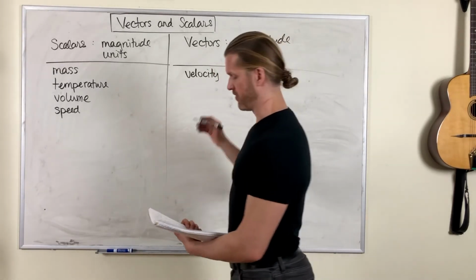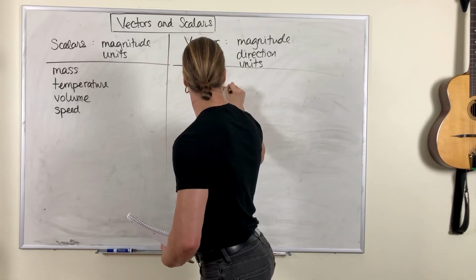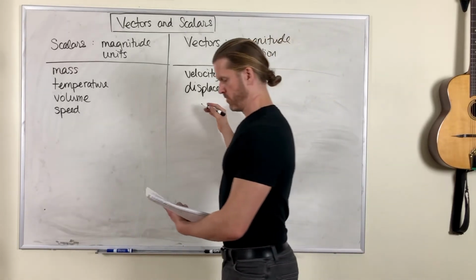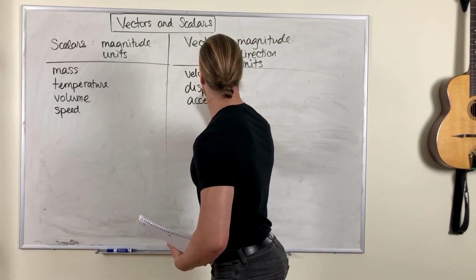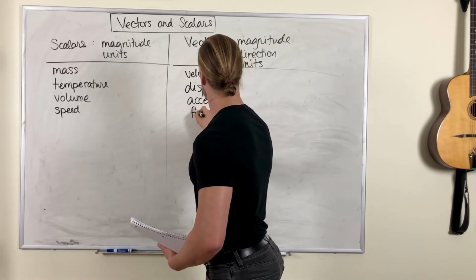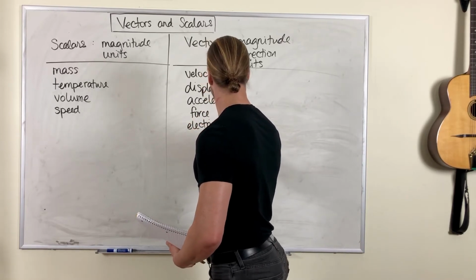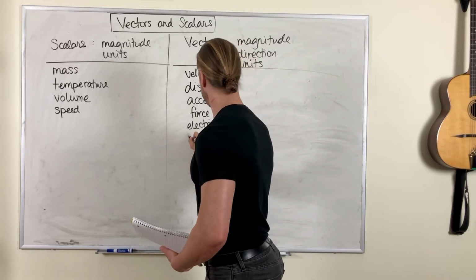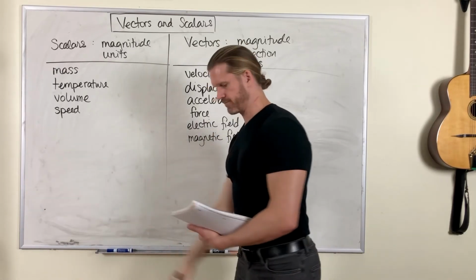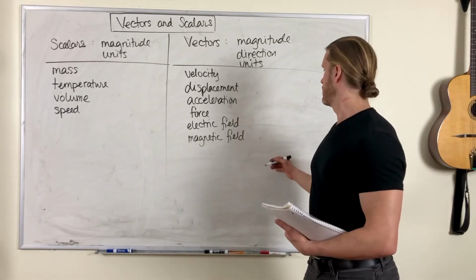So other types of vectors could be displacement. That's the distance and direction you've traveled. Acceleration. Force. Electric field. Magnetic field. There's many, many more. Momentum, angular momentum.